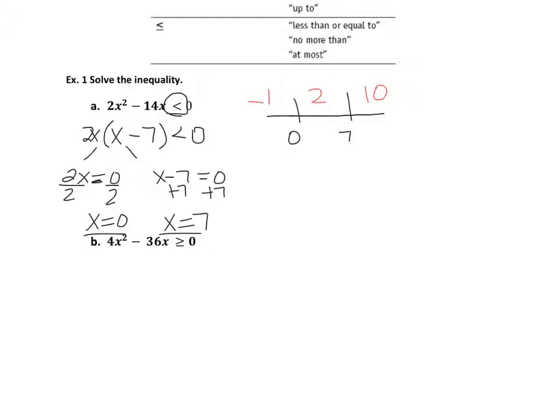So what I'm going to do now is I'm going to set them up. I'm going to test these intervals. So what you do is you take your original inequality and you plug in your testing values. And you see if that gives you a true or a false statement. So here, if I calculate this out, 2 times -1 squared minus 14 times -1, and you get 16 is less than 0.